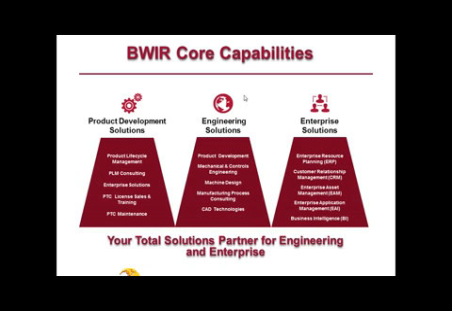Within BWIR, we've got 3 core capabilities, and I'll start right to left. We have the Enterprise Solutions Group, which provides ERP and CRM solutions. We are one of Infor's largest ERP partners in the country. We're also a Microsoft partner around both CRM and ERP. They also provide some other services around business intelligence and enterprise application management.